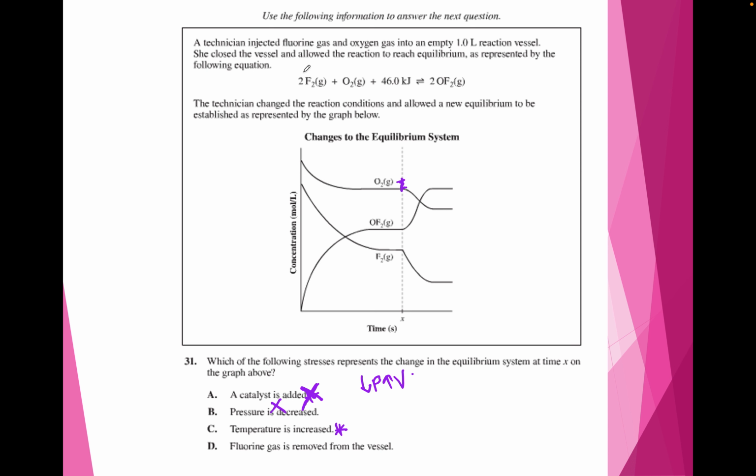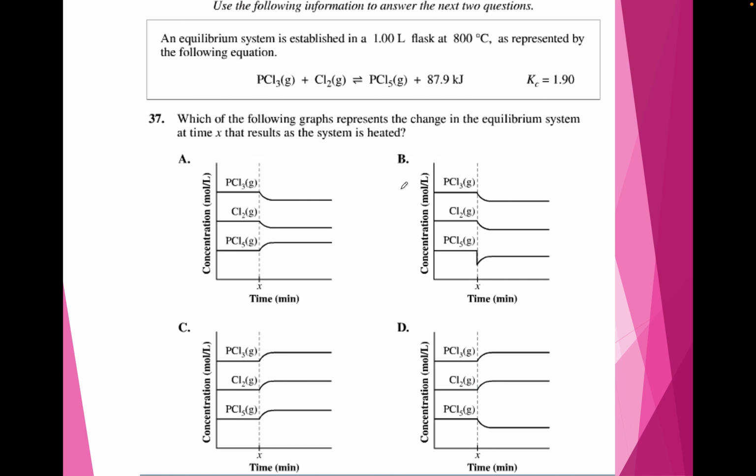Let's just double check D. If fluorine gas was removed, you would see a vertical line going straight down, so that's not implying that. The last thing we want to check is temperature increase. If temperature is increased, you're going to shift to the right. Shifting to the right means you're going to make more OF2, and that is what the graph is reflecting. And to make more of this, the F2 and the O2 need to be used up, and that is again what the graph is reflecting. So the answer is C. Again, double checking that: right away we know it's a temperature change because there are no vertical lines, and then you just want to make sure that the shift makes sense for your graph.